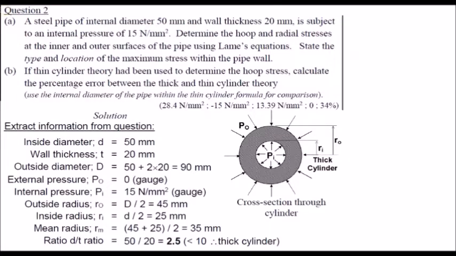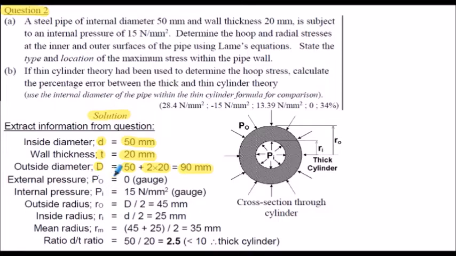So question 2, here's the beginning of the solution. The first thing we need to do is to extract the information from the question. So in the question we're given an internal diameter of 50 millimeters, a wall thickness of 20 millimeters. So that allows me to calculate the outside diameter. That will be the inside diameter plus twice the wall thickness. So the outside diameter is 90 millimeters.